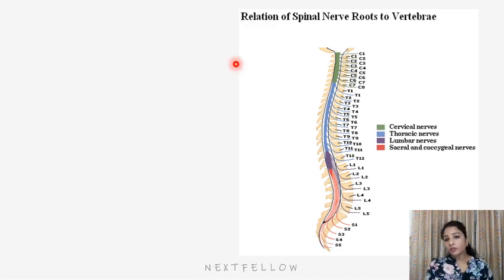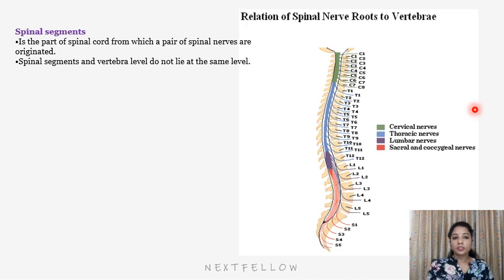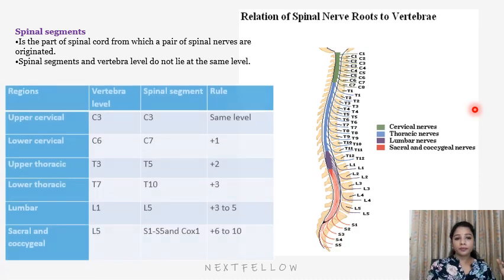Next, the relations of the spinal nerves to the vertebrae. The spinal segments are not in correlation with the vertebral level. The part of the spinal cord from which the spinal nerves originate, each part is called a spinal segment. Spinal segments and vertebral levels do not lie at the same level.